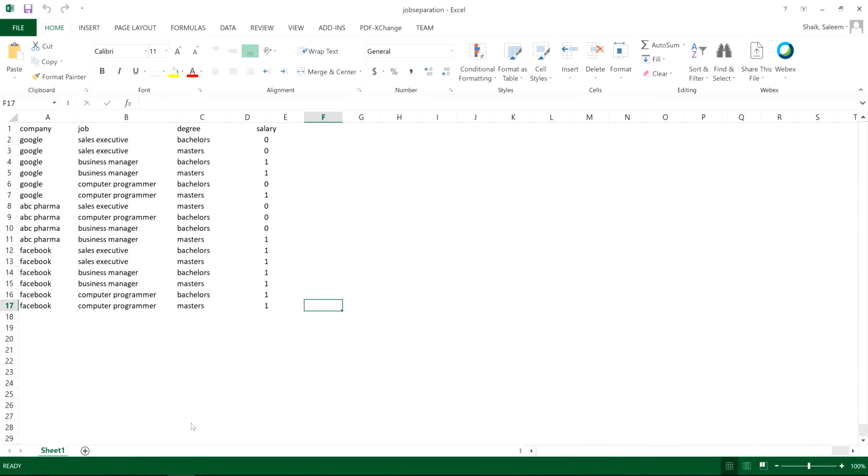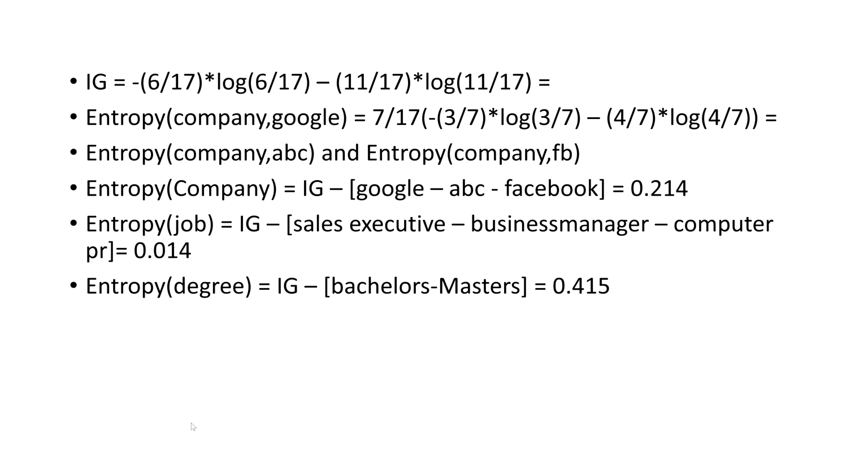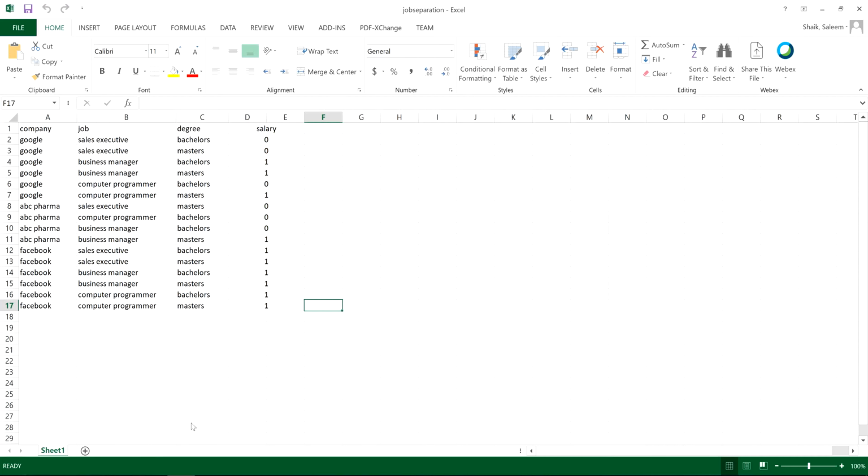So 7 by 17. Here you can see 7 by 17 into the formula we used for the information gain actually follows here in the entropy. So 7 by 17 into I into G, the information gain formula. So what is information gain? We are going to check for the positives and negatives. Similarly for Google, you can see in the outcome, the salary column, we have positives and negatives, nothing but zeros and ones.